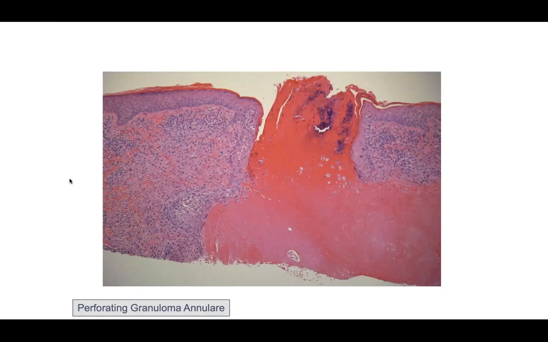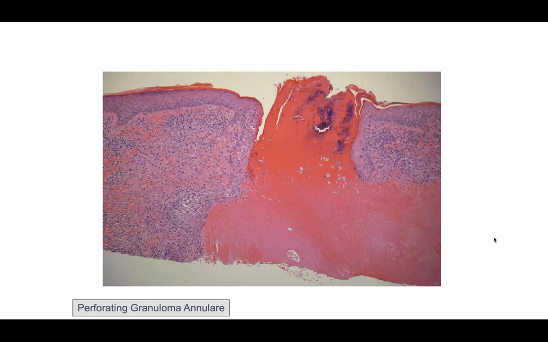Now, to be the devil's advocate, it would be difficult to completely rule out the fact that this could be some type of granulomatous inflammation occurring in the setting of a perforating disorder that was caused by something else. So close clinical correlation is going to be important, because if the patient has renal disease and they're more at risk of traditional reactive perforating collagenoses and other perforating disorders, calling it perforating GA may be a little bit trickier. And so just taking it into account.